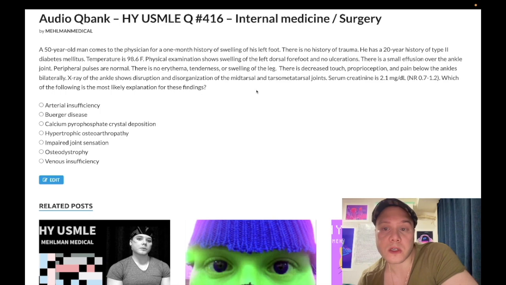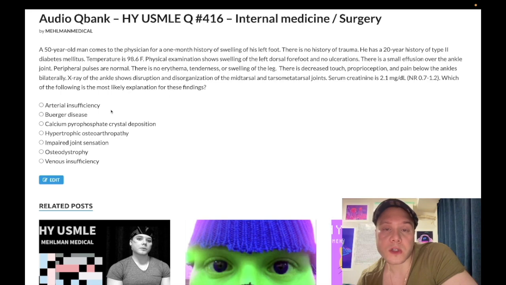There is decreased touch, proprioception, and pain below the ankles bilaterally. X-ray of the ankle shows disruption and disorganization of the mid-tarsal and tarso-metatarsal joints. Serum creatinine elevated at 2.1 milligrams per deciliter, normal range 0.7 to 1.2. Question asks the most likely explanation for these findings. So let's just walk through the answer choices here.